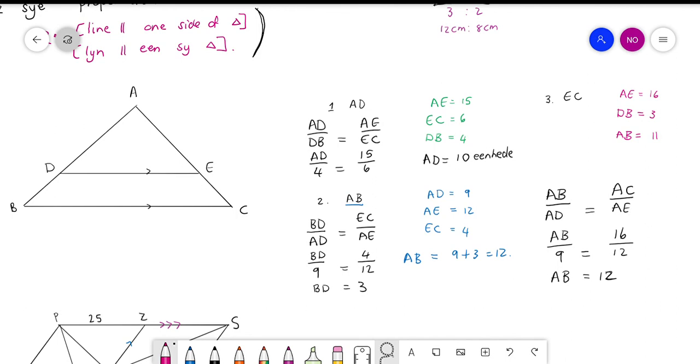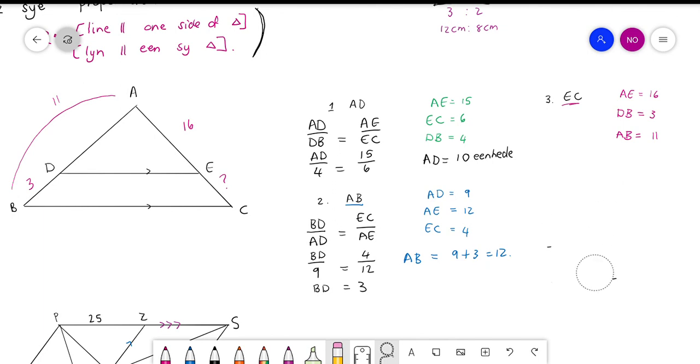Okay, die laaste ene hierbo, wil ons EC gaan uitwerk en hulle sê vir my AE is 16. Die ene is 3 en die hele AB is 11. Okay, now I need to calculate EC, so this one. So ek gaan sê EC, en net hierdie ene uitvee. EC over AE is equal to, en met hom stem ooreen, BD oor AD. Okay. En dan gaan stel ek net in.